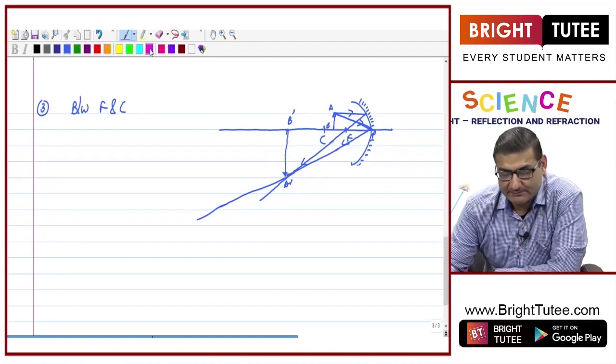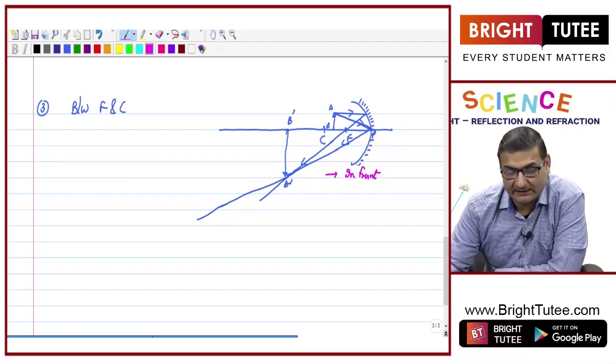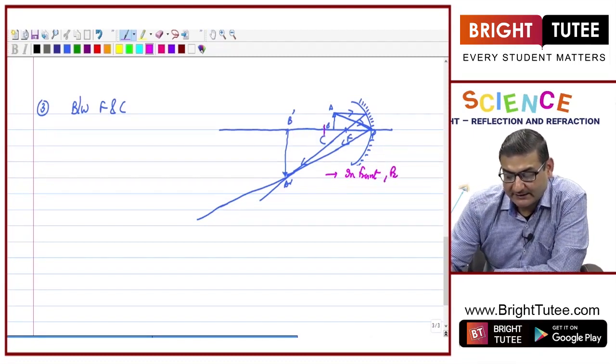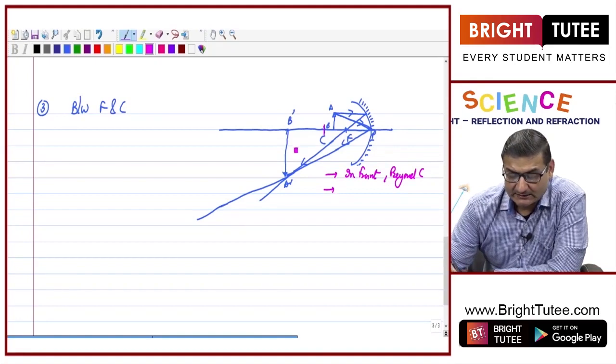Coming back to other aspects, where is the image formed? It is formed in front of the mirror. Where exactly is it supposed to get formed? Beyond C. The image is getting formed beyond C. What type of image is this? The rays are actually meeting each other. That means it is a real image.